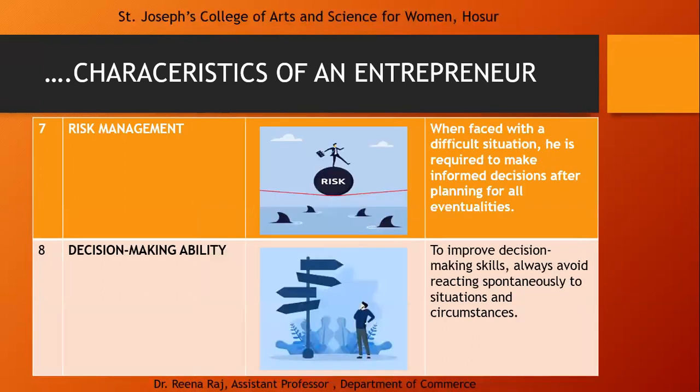The seventh feature is risk management. An entrepreneur is inevitably required to take risk. During difficult situations, he has to take informed decisions after planning for all eventualities. To be successful, an entrepreneur has to be a risk taker if he wishes to emerge above the competition he faces. The eighth feature is decision-making ability.